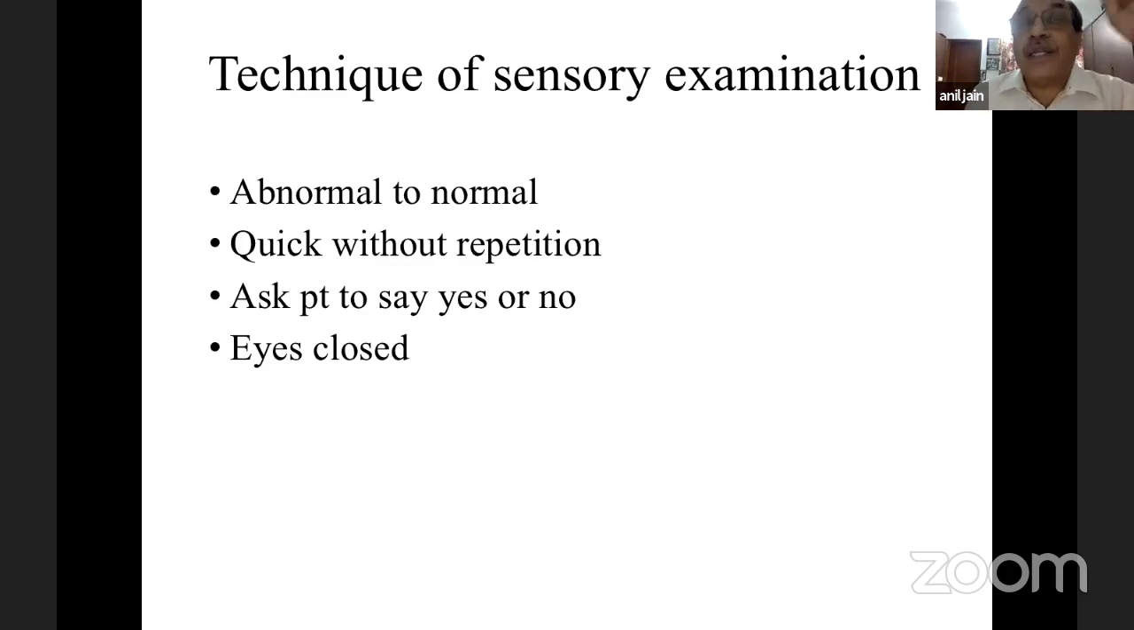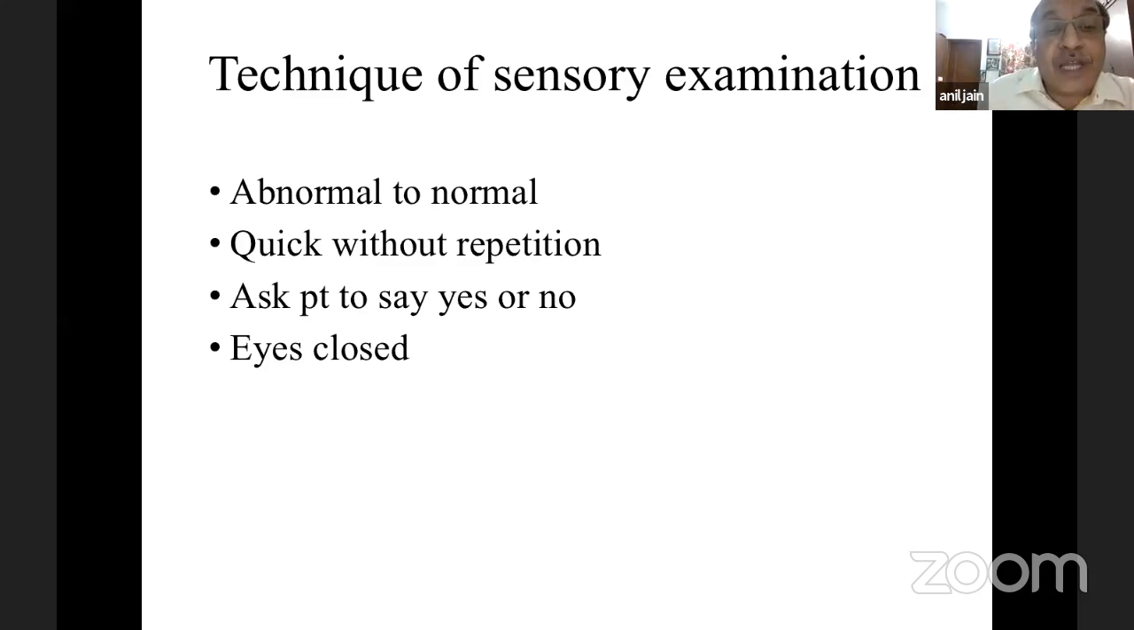You have to test in the dermatomes, number 1. Number 2, you have to move from abnormal to more normal. So move from below to above, so that one is able to immediately appreciate when the normal sensation is appreciated. It should be done quickly. Just touch, ask, and without repetition. The patient must be explained beforehand what you are going to do and how he has to respond. He has to respond aloud yes, no, or whatever way you may see your patient is able to do.